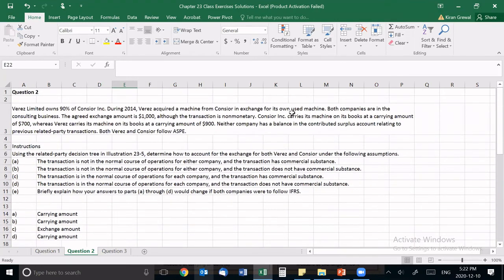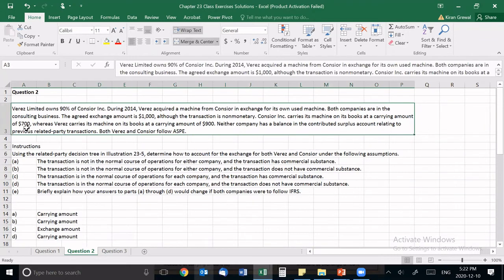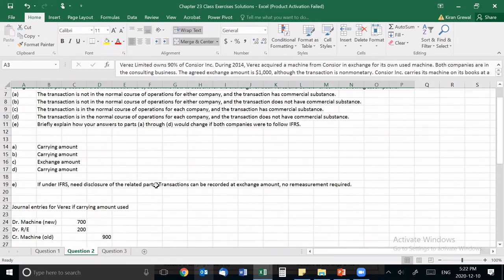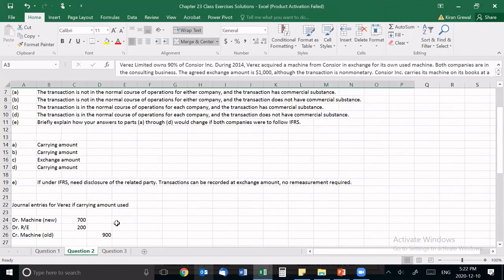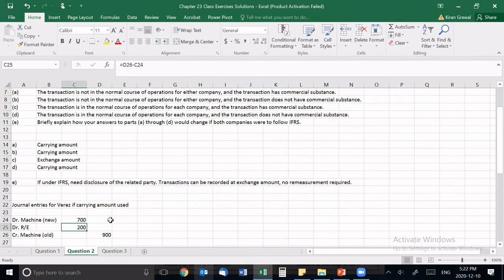They're going to get machinery with the carrying amount of 700, so we record that as a debit to machinery. They're going to get rid of their machinery on their books, carrying amount of 900, so credit machinery. And then that $200 difference is going to go into a debit in retained earnings. Whenever you do a non-monetary transaction and there is a debit balance, the debit balance goes into retained earnings. If there's a credit balance, the credit balance goes into contributed surplus.